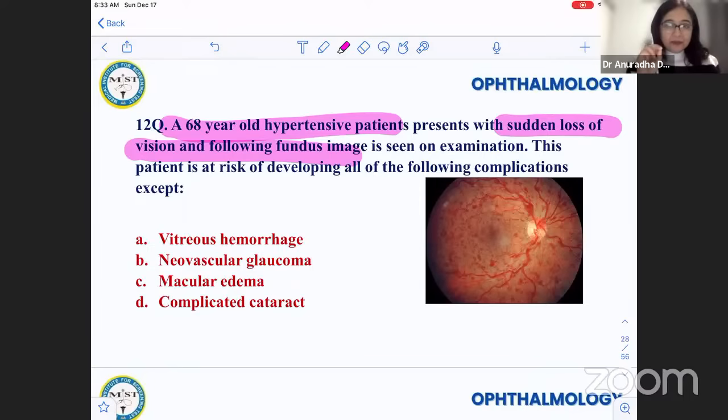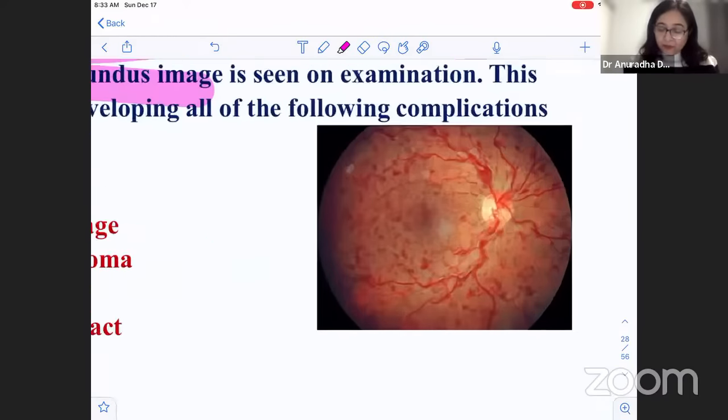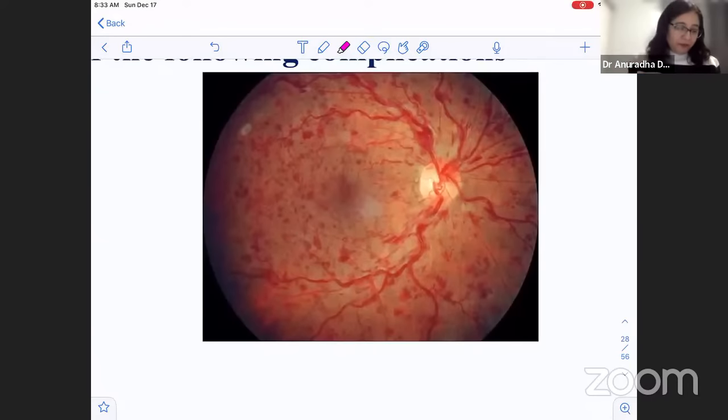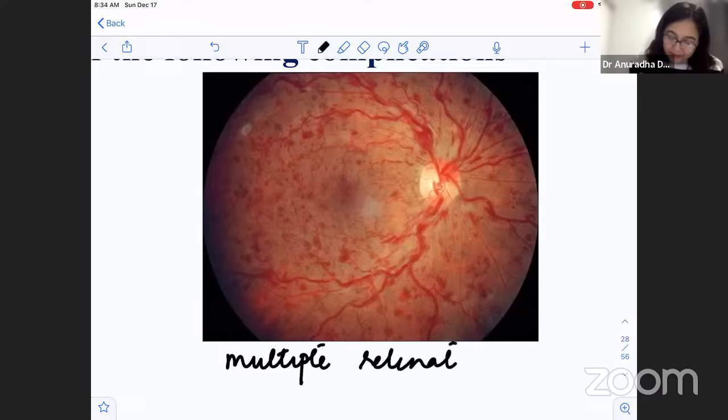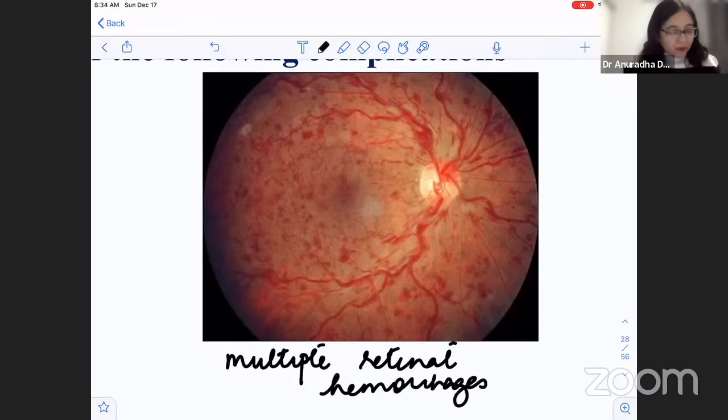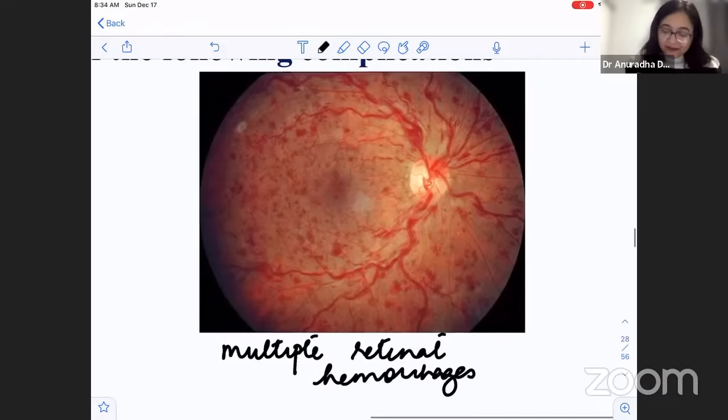So hypertensive patient, sudden loss of vision, classic fundus photo. What are you seeing in the fundus photo? Optic nerve margins are okay, but you see hemorrhages. What are you noticing in the blood vessels? All the blood vessels are very congested. And what is there all over the fundus? You are seeing multiple retinal hemorrhages in all the four quadrants of the fundus, like a tomato splash appearance. So this is the fundus image of central retinal vein occlusion.